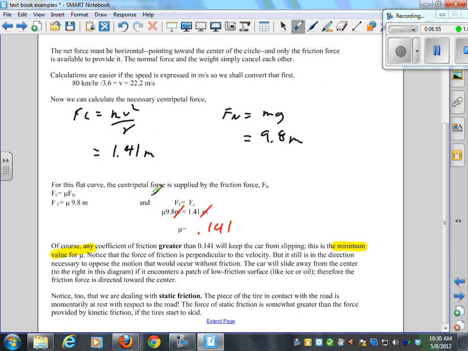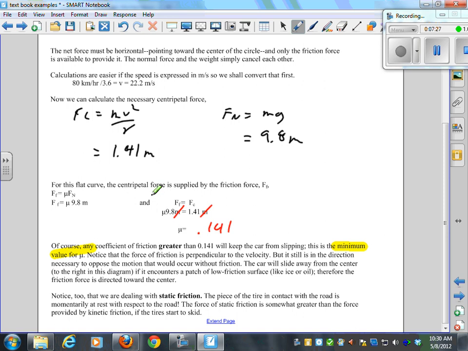Generally, when you go on the highway, there's not a sign that says, caution, frictional coefficient must be greater than 0.141. I've never seen something like that. Usually, they put up a sign that says don't drive any faster than 80 or 90 or 70 or whatever. They built in a little bit of a buffer, like 40 kilometers an hour, and you're fine.